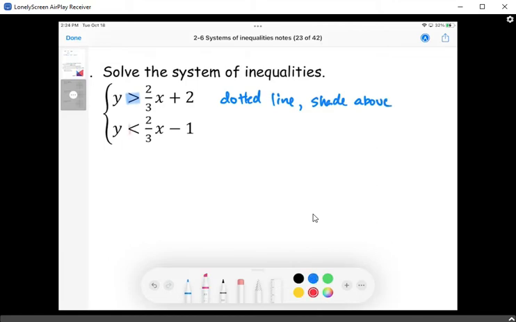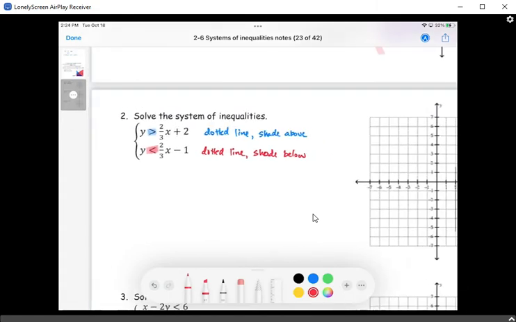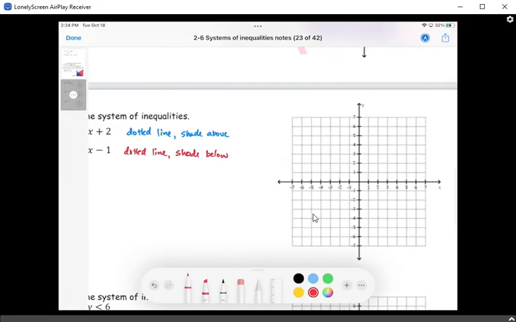I'm going to look at the same qualifications for this one. This symbol is a strictly less than. It's not equal to, so it's going to be another dotted line. And we're going to shade it below. Okay, so let's put that on the graph.